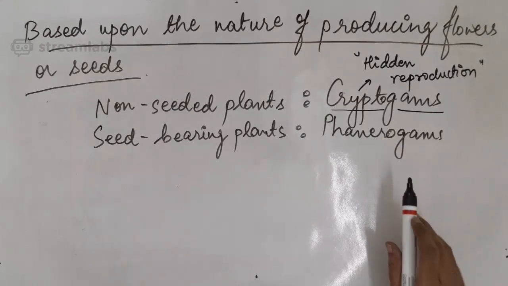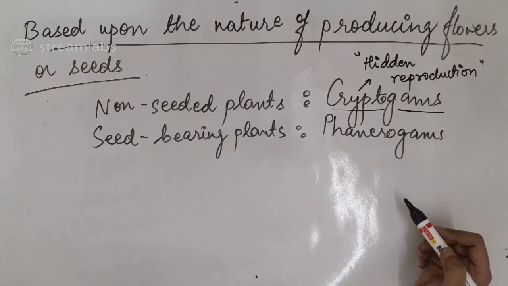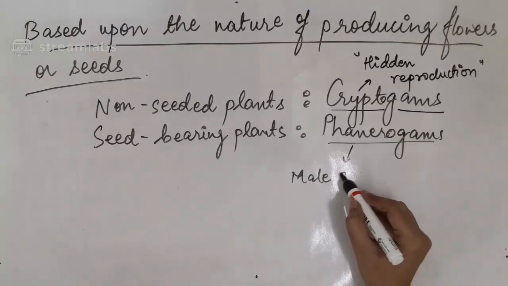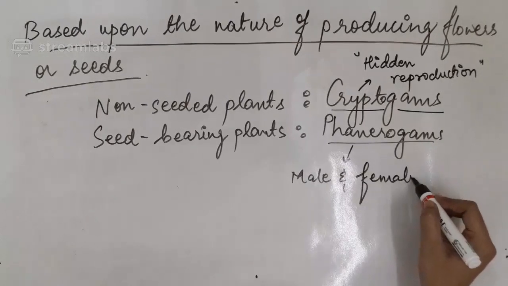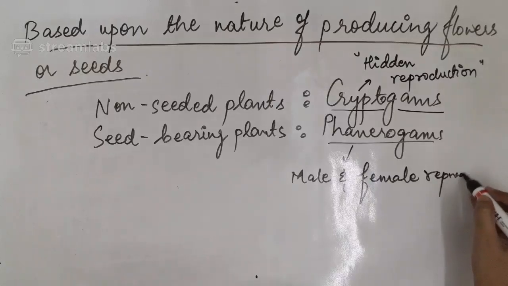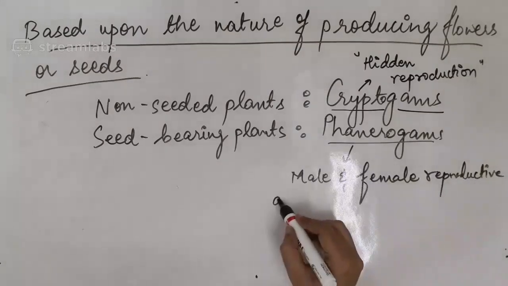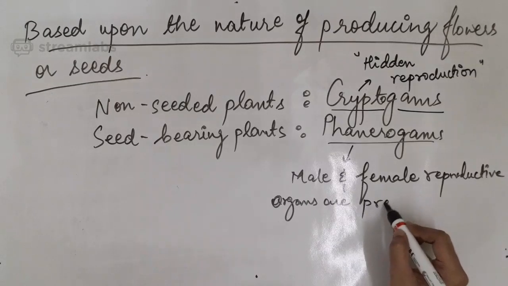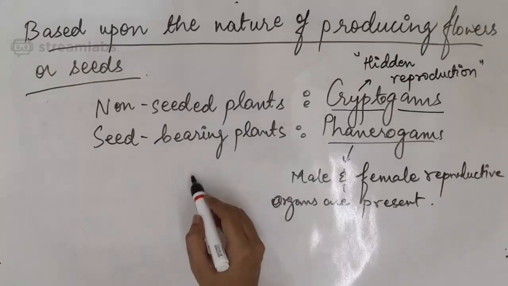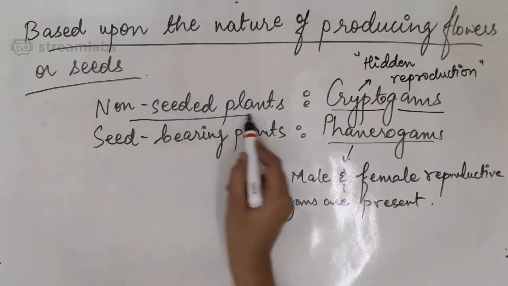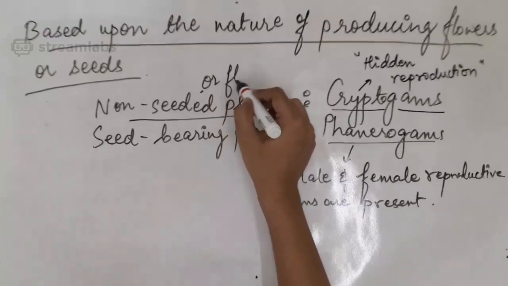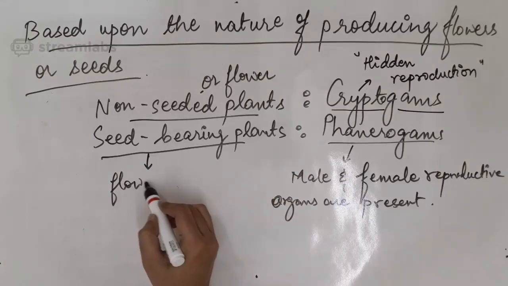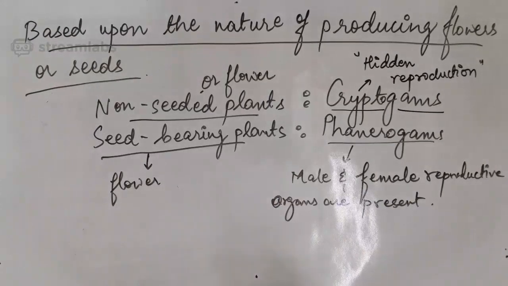The phanerogams have special organs of reproduction. They bear male and female reproductive organs. The cryptogams do not produce seed or flower. The phanerogams produce seed and also flower.